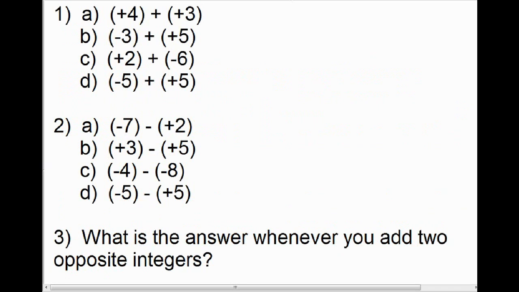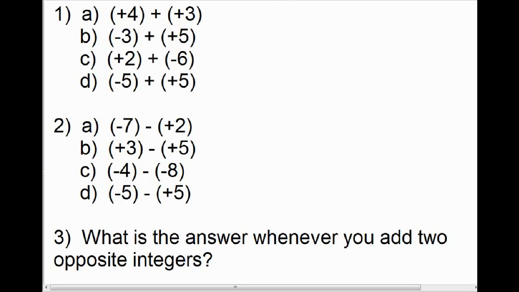For question number 2, we're subtracting integers. And once again, one way to deal with that is to change the question. So for each of those questions in question number 2, you're going to have to change them to an addition question first. But remember, you have to change the sign of the second number to its opposite, and then follow your rules for adding. And then question number 3 asks, what is the result you always get whenever you add two opposite integers? And just as an addition to that, I would ask, is the same true if you subtract two opposite integers?